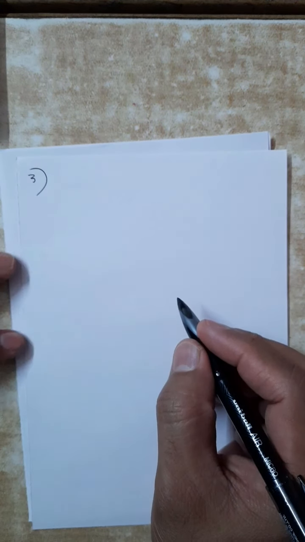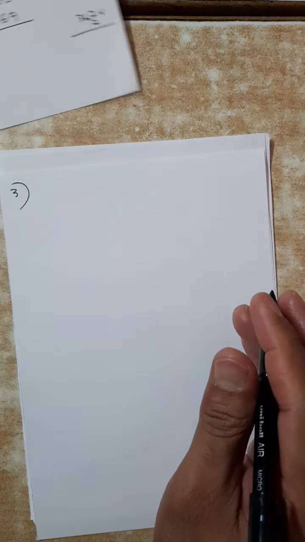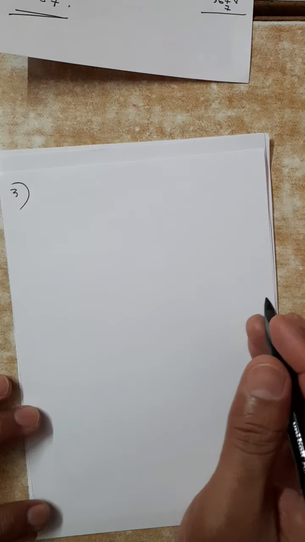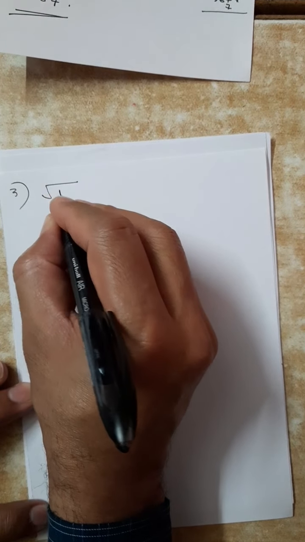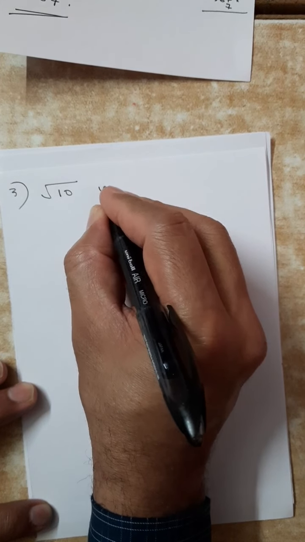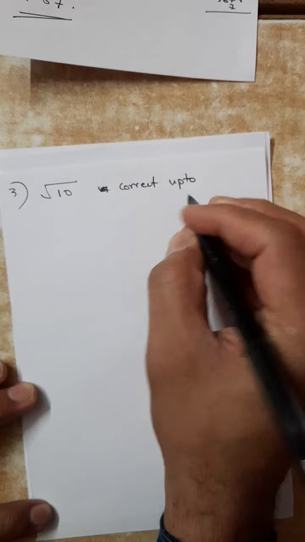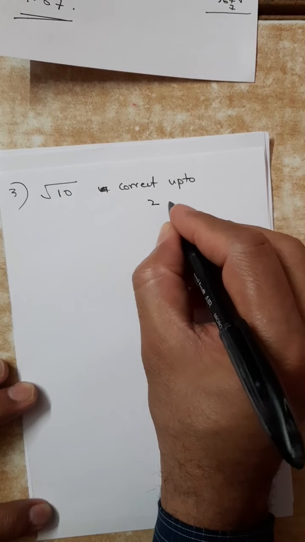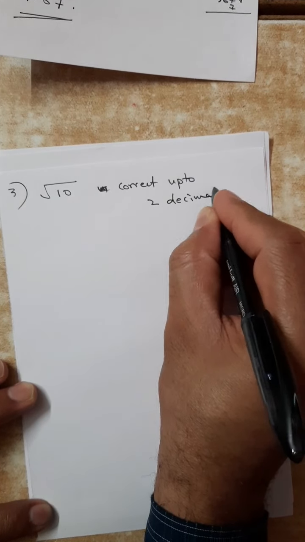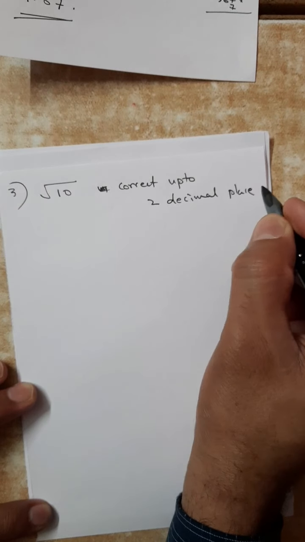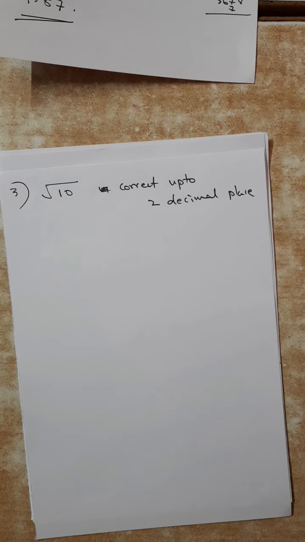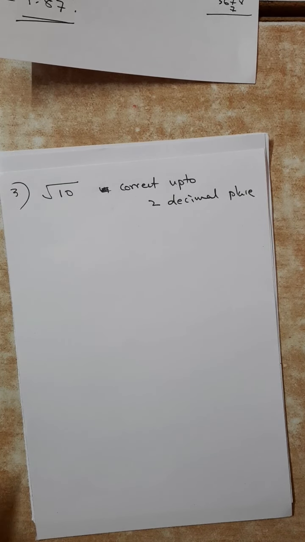Now one more question I want to show. Here it will be written in another style: square root of 10 correct up to 2 decimal places. What is the meaning of "correct up to" decimal place? Is there any difference between "correct up to 2 decimal places" and "up to 2 decimal places"? There is some difference.